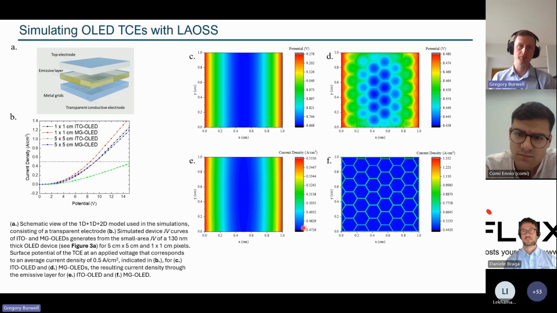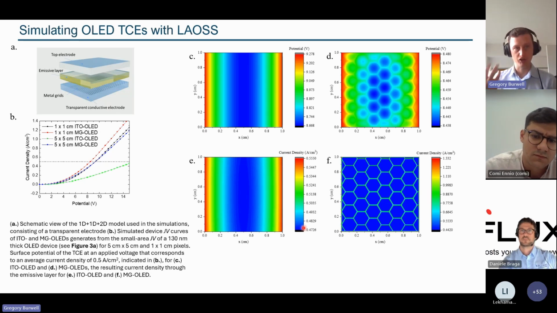So I'd like to highlight some of the uses of Fluxim's tool LAOS when we're simulating OLED structures. So we were trying to make large area OLEDs that might be useful for things like lighting applications. So panel A here shows a typical exploded view of an OLED structure, where you'd have a transparent conductive electrode, you'd have an emissive layer, and then a top electrode. Of course, you might have different transport layers in between those.